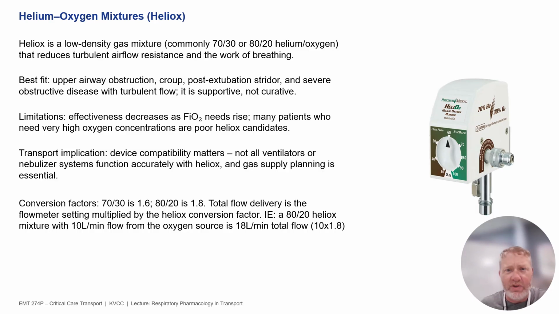So, upper airway obstruction, croup, post extubation stridor, severe bronchospasm in some cases. It does not treat the underlying cause. The critical limitation is the FiO2. As your oxygenation needs rise, the helium fraction has to fall. And below about 60-40, the density benefit pretty much disappears. So Heliox is not great for patients who are hypoxemic due to something other than an upper airway issue. Heliox is great for upper airway obstructions.